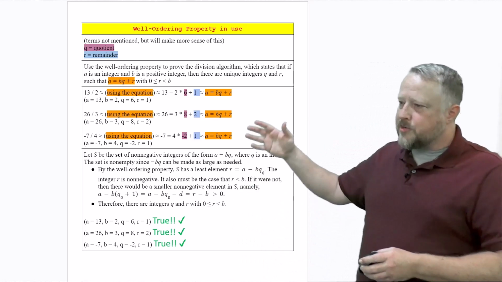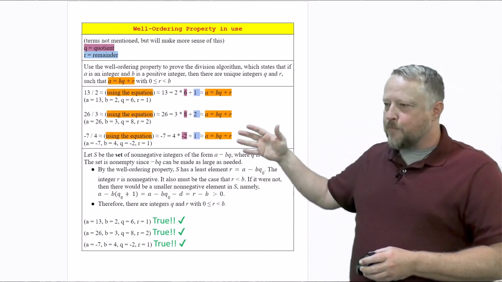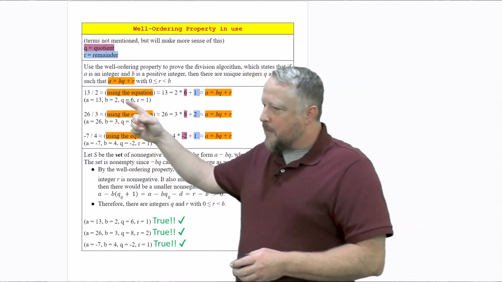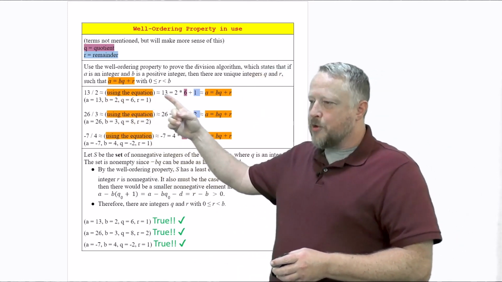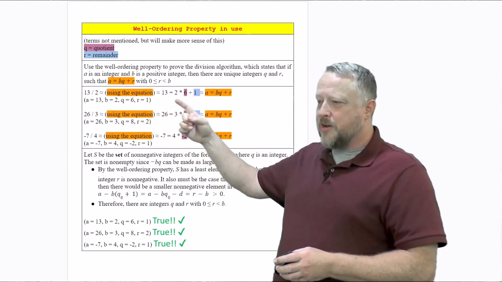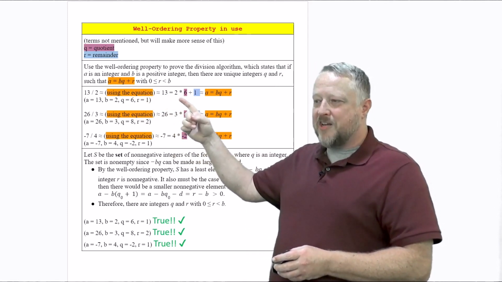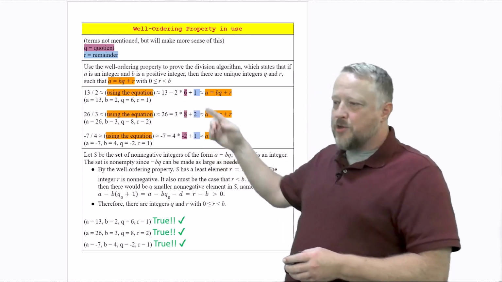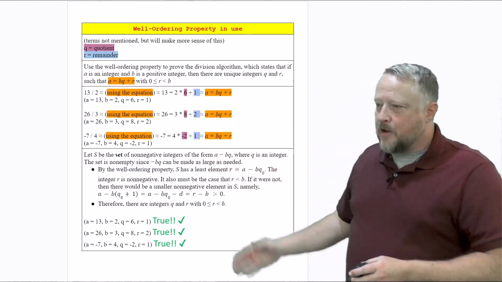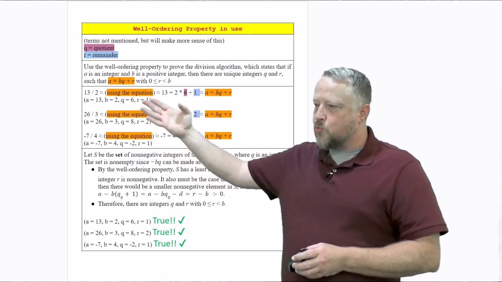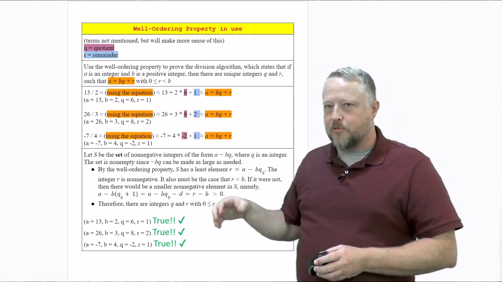So what I do here is I show a couple of examples just to prove this out. Here's my 13 divided by 2. I'm using the equation. I have my 13 as the A part, the 2 as the B part, my quotient. I have to multiply 2 by 6 to get 12 and then add 1, notice it's an addition, in order to get my 13. So my A would be 13, my B is 2, my Q is 6, and my R is 1 out of this entire equation I'm pulling right here.